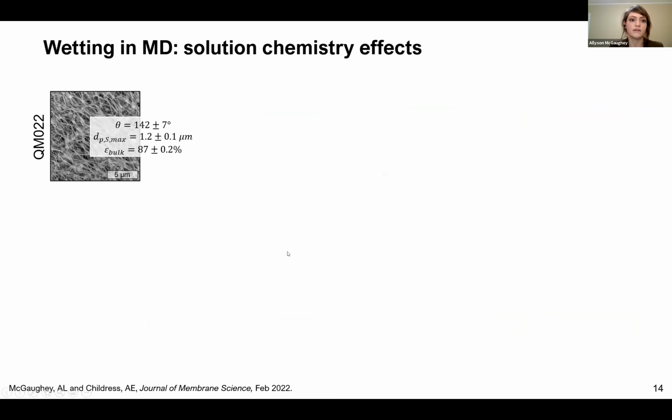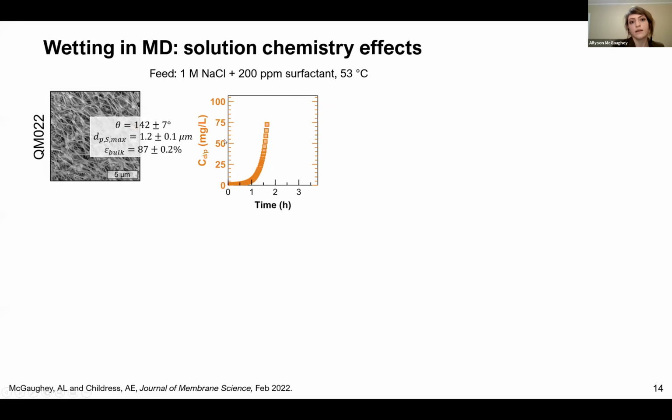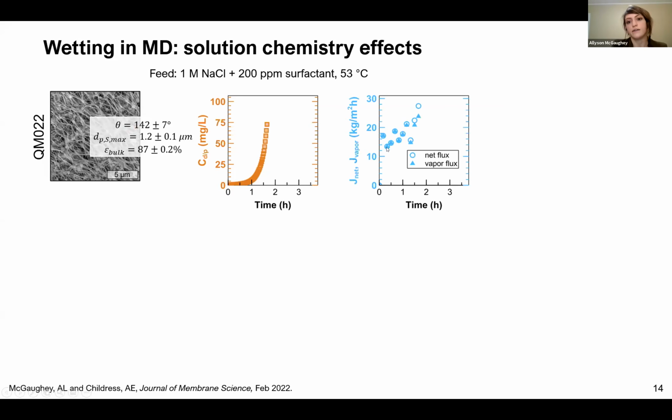Okay, so we also looked at some different solution chemistry effects. So here is a third commercial PTFE membrane, and it again has a similar contact angle, similar bulk porosity, but an intermediate pore size. And this top row shows performance with a surfactant containing feed solution. So we saw that CDP began to increase pretty early on and increased rapidly. We see that net and vapor flux initially are very similar, they overlap, but at longer operating times, vapor flux is slightly lower than net flux, suggesting that more pores were wetted.